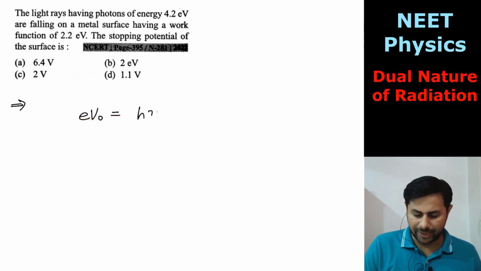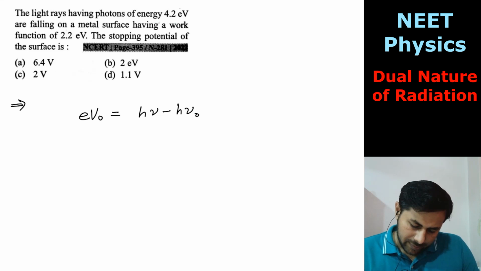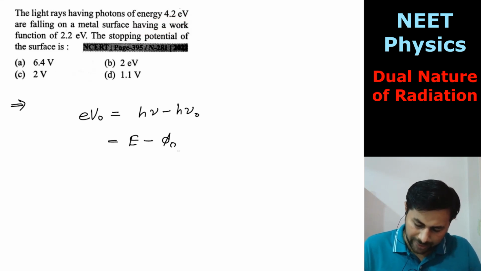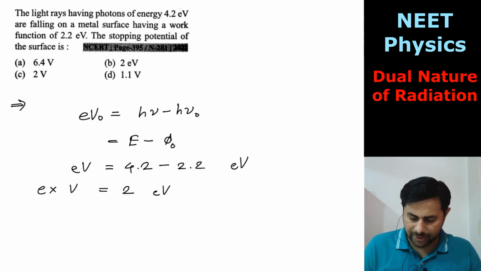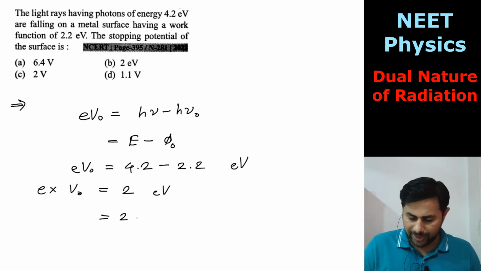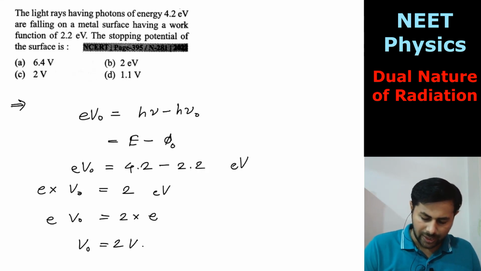eV naught is equal to what? h nu minus h nu 0. Put the values. Or actually we can say this is energy of photons minus phi naught. So put the values here. This is 4.2 electron volts minus 2.2 electron volts. So the answer would be in electron volts. This is 2 electron volts, and that is e multiplied by, let's say, stopping potential. So that 2 electron volts, if you convert it to joules, is 2 multiplied by charge on an electron, right? So that is e times V naught. So e gets cancelled out and you get V naught is equal to 2. V naught equals 2 volts. Again a simple question.